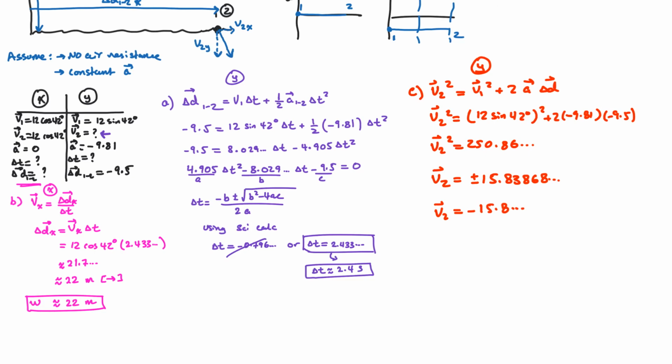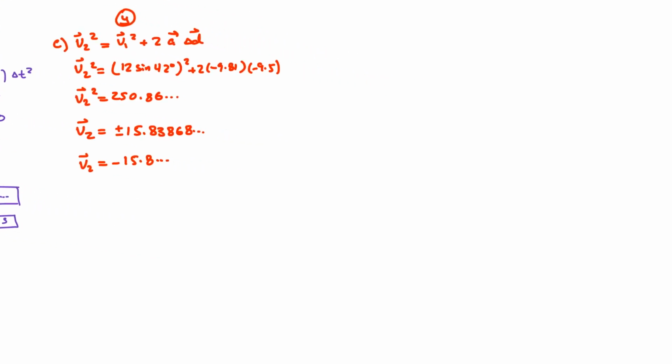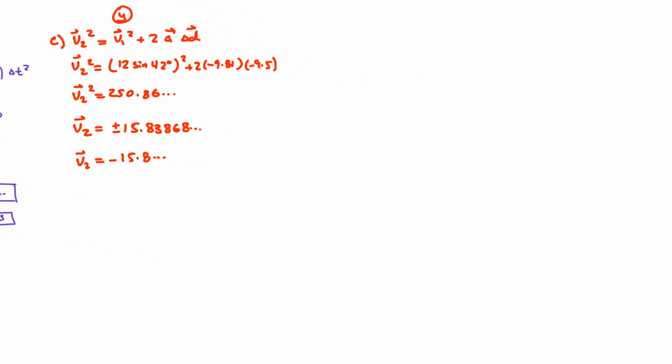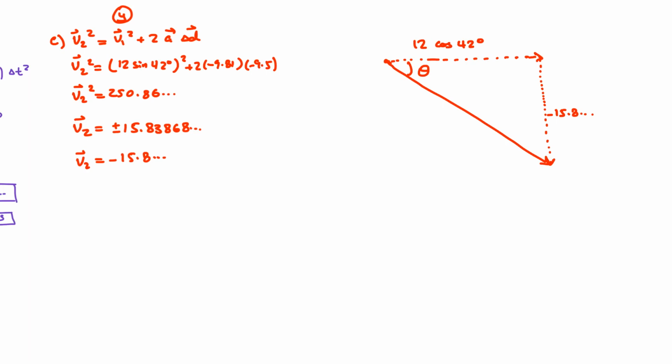So I have all the information that I need. In order to combine them, I am going to use the x direction. I know that in the x direction it's going in the positive x direction, and the velocity here was 12 cosine of 42, and in the y direction it is negative 15.8. Connect the two, find this angle, and find this magnitude.